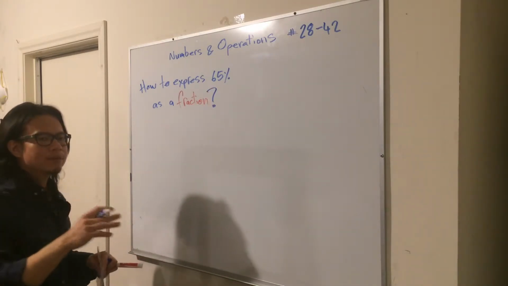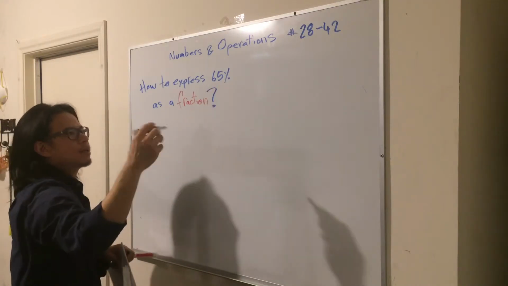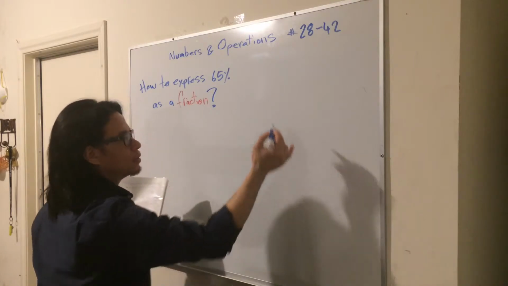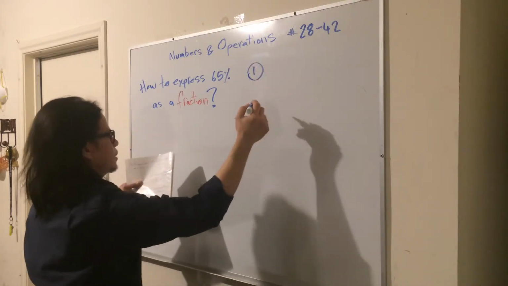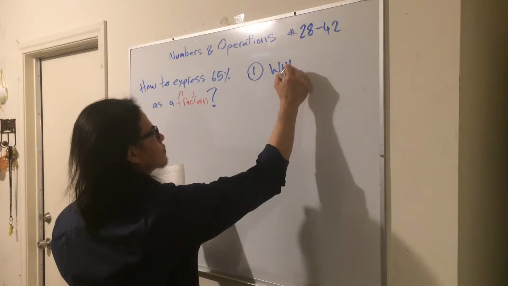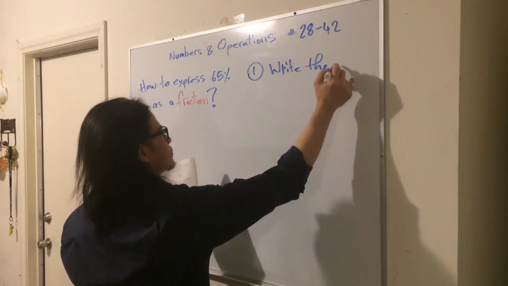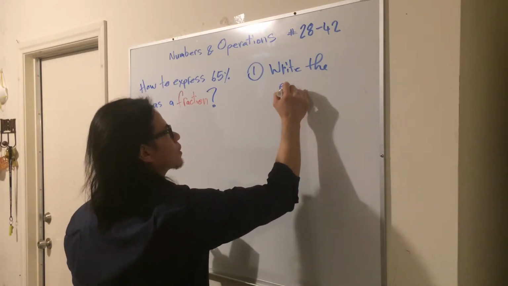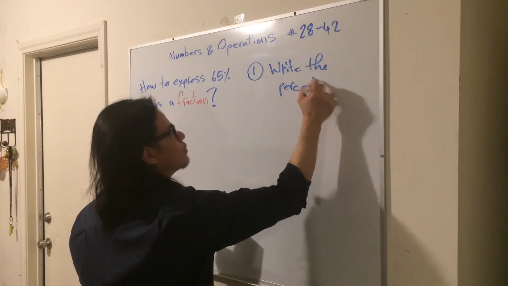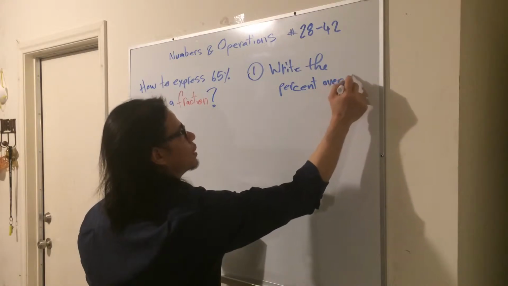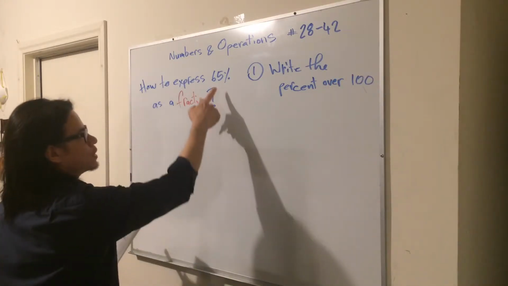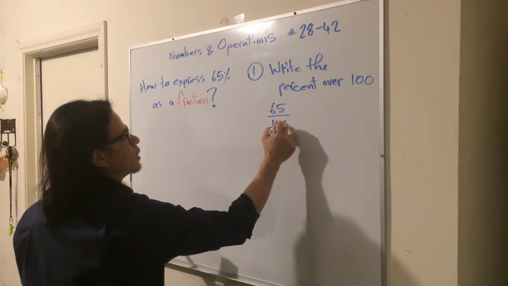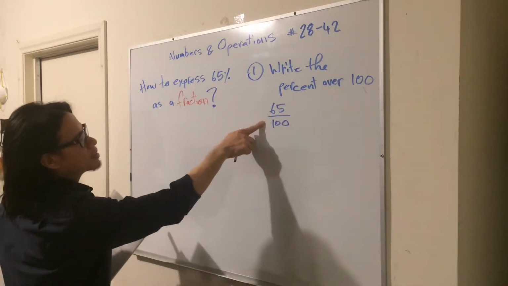Okay, so whenever we see percent, it's that percentage over 100. So step one, let's write the percent over 100. Okay, so in our case here, it's 65% over 100. Okay, so this is the same as that.